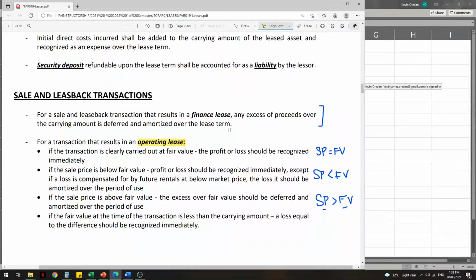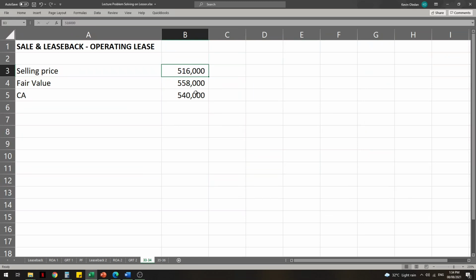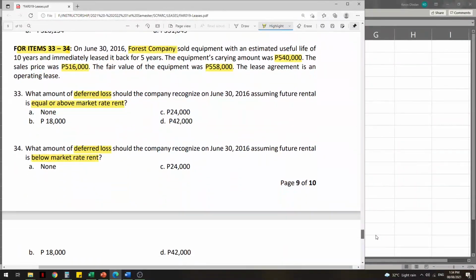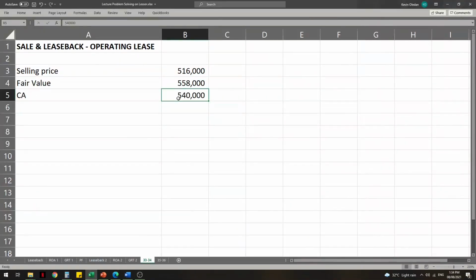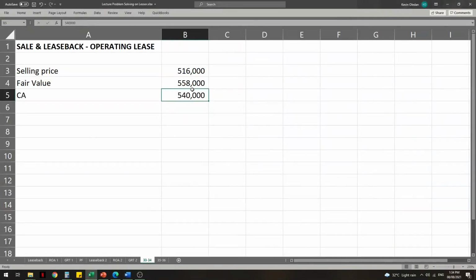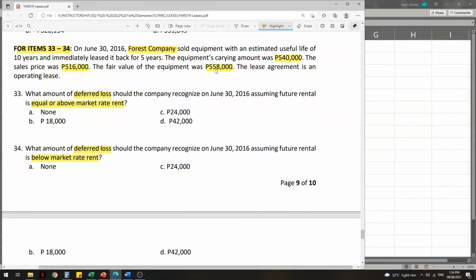So ito po yung rules natin guys on operating lease, and we figured that in the problem, the sales price is actually less than the fair value. So I picked out the important things in that problem, and ito po yung comparison. Selling price is 516, fair value is 558, and the carrying amount is 540. Let's verify. For transparency, ito po. Carrying amount 540. Tapos meron tayo sales price 516 and the fair value of 558.